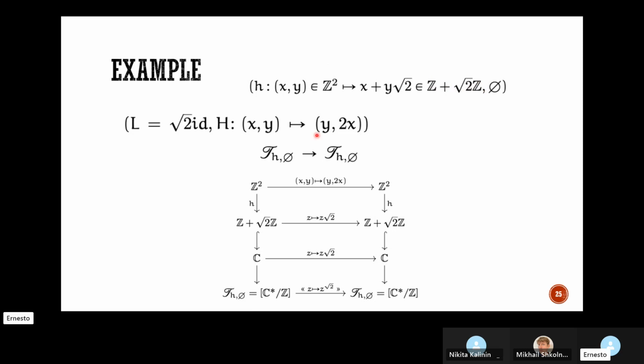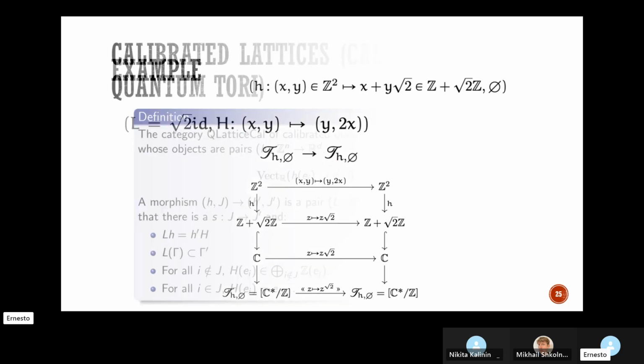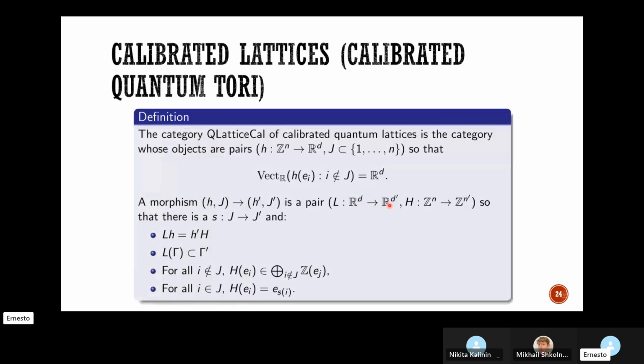And then, well, here we are going from this quantum torus to this quantum torus, and we can produce a map from the quantum torus to itself. These endomorphisms of the quantum torus are going to be important for us. So remember that a mapping was a linear mapping from R^1 to R^1, and H has to be a matrix from Z^2 to Z^2.